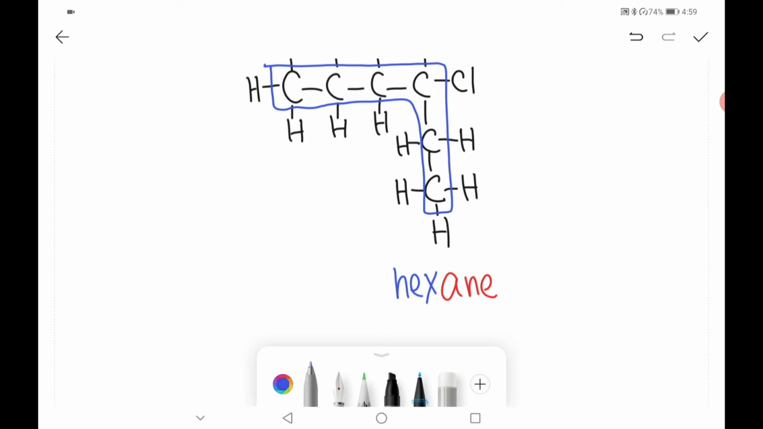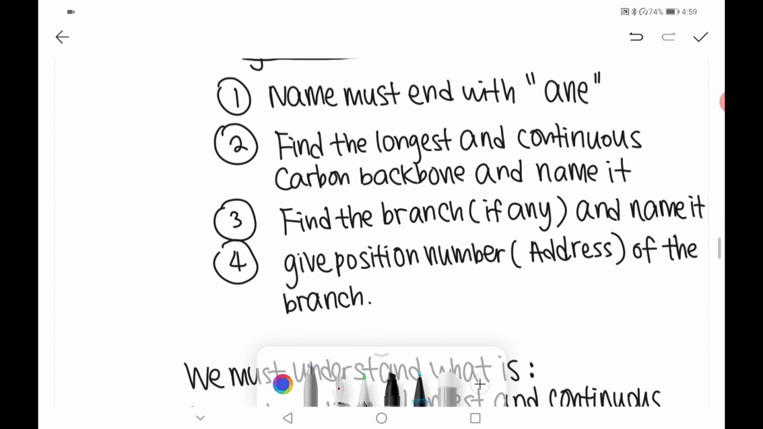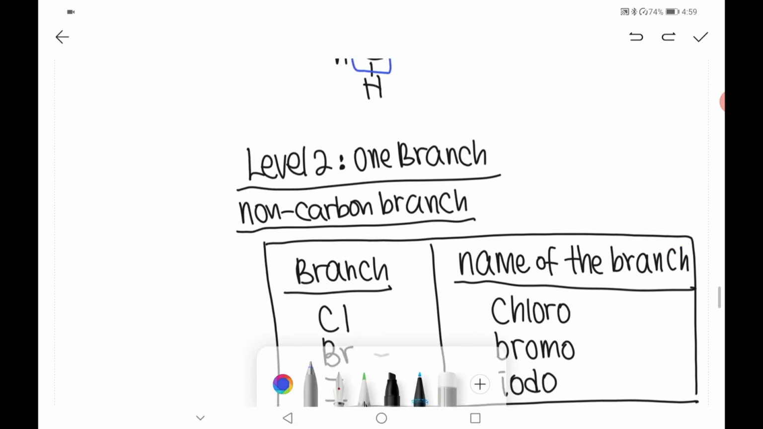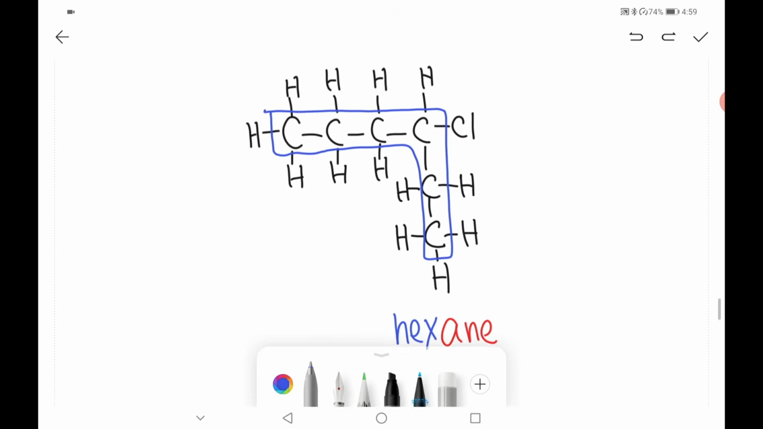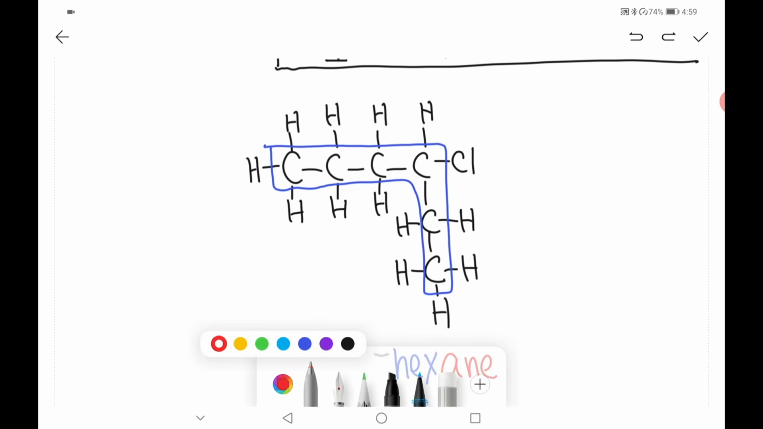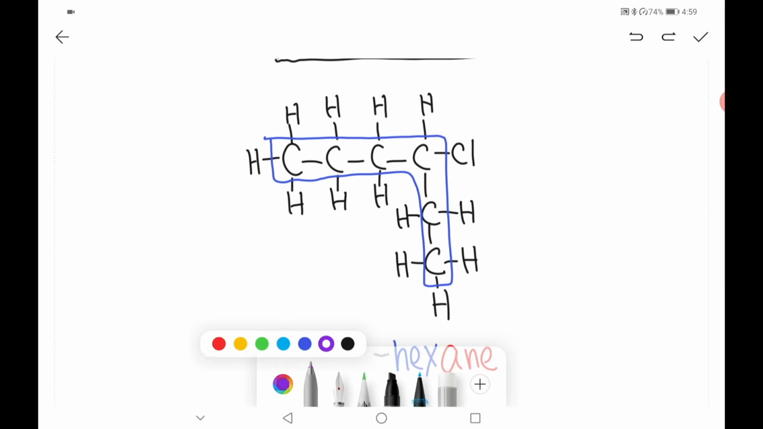After you name the hexane, what is the next thing? Look at your step number 3. Find a branch and name the branch. Do we have a branch? A branch is anything which is not inside the backbone. Hydrogen is not counted as a branch, but chlorine is a branch. This chlorine is a branch.